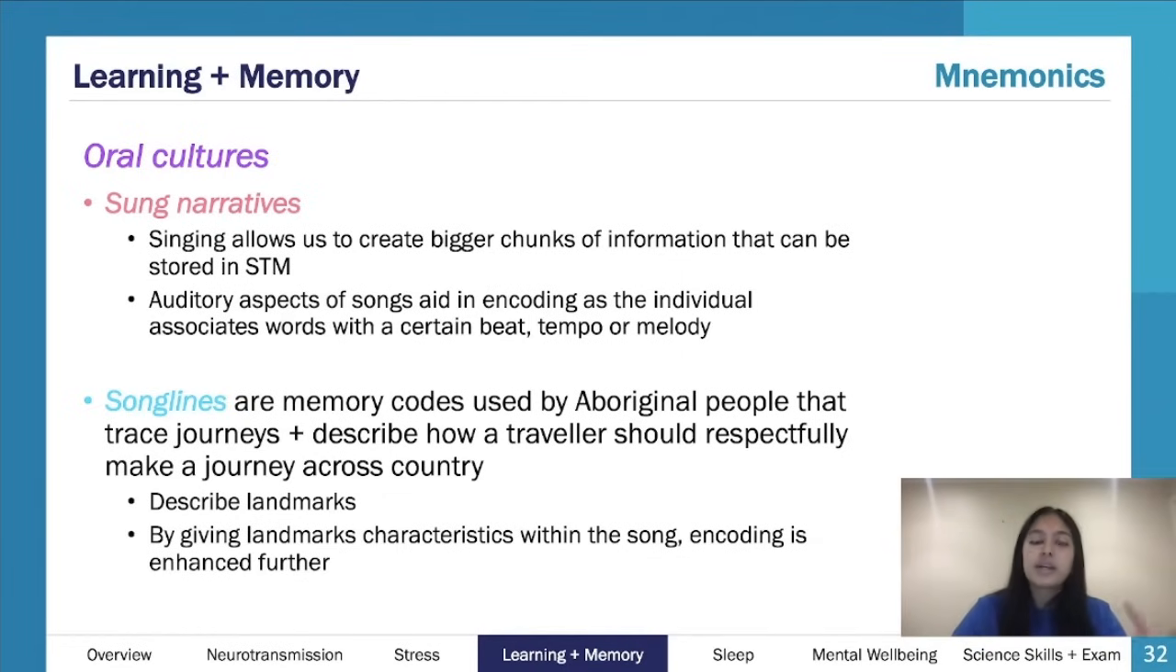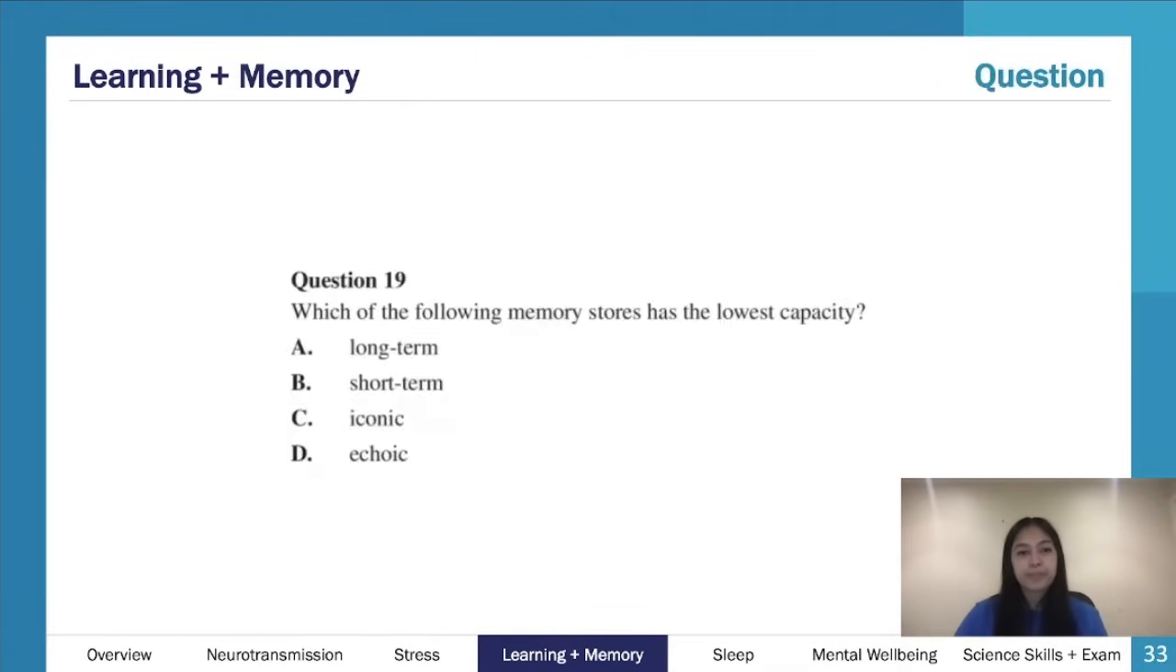Song lines are a specific example used by Aboriginal people as a form of sung narrative. Song lines are about tracing journeys and describing how a traveler makes a journey across land or across country. You describe landmarks in the song, and as you make that journey through the sung narrative, it enhances the memory of that travel, so you know where you're going.